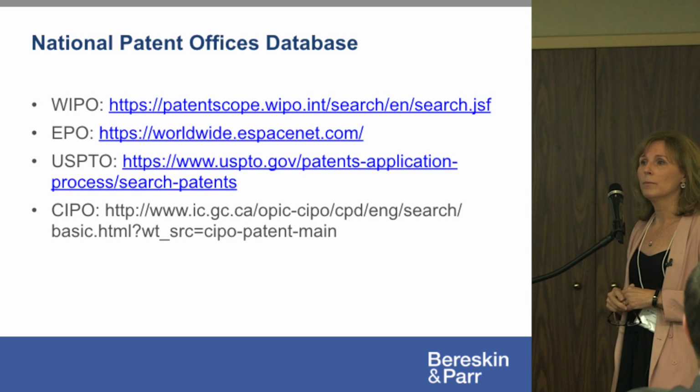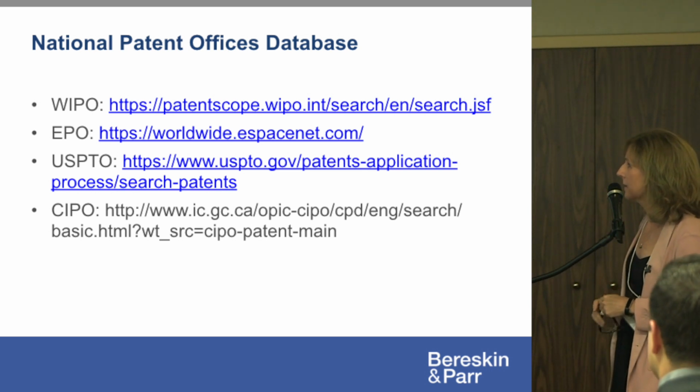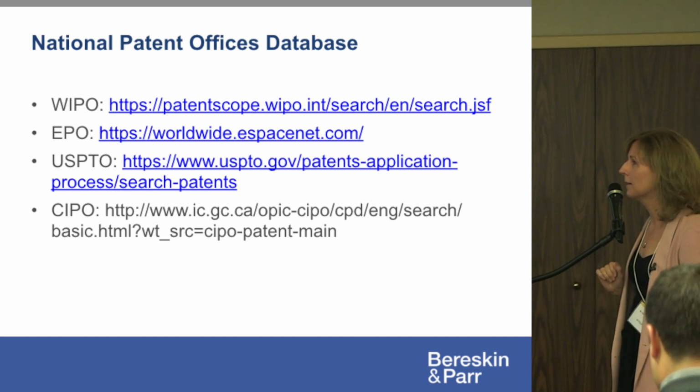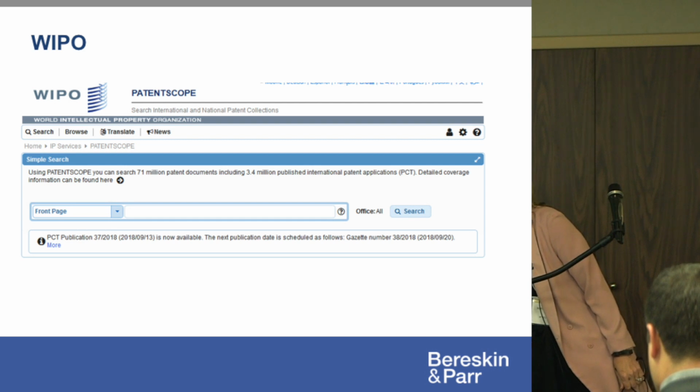And I threw in CIPO. If you're ever interested in looking at information on Canadian patents, that is there. And they actually do have file histories on there now, so that's becoming a bit more useful.